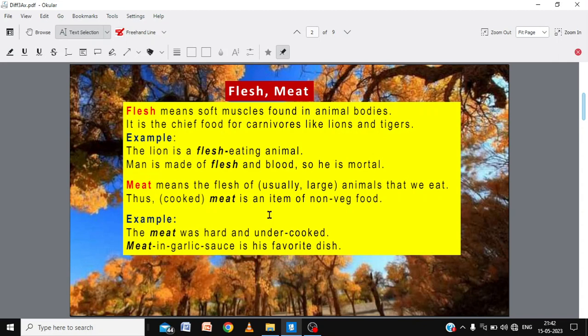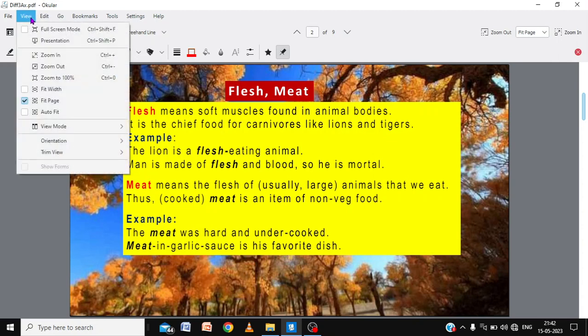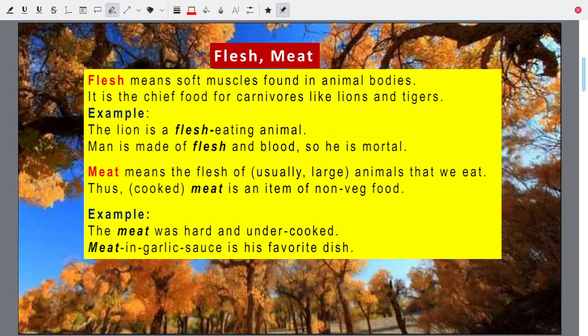First, what is the difference between flesh and meat? Flesh. We know lions and tigers eat flesh. Meat, that's what we like to eat. So flesh means the soft muscles or the muscular portion found in animal bodies.